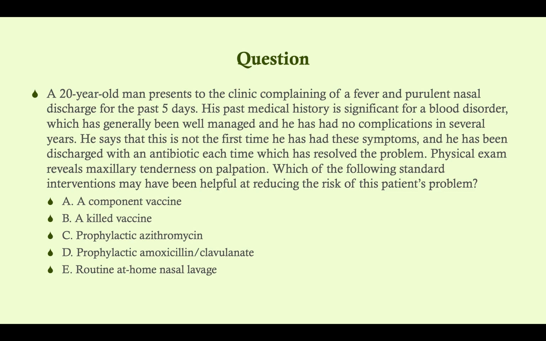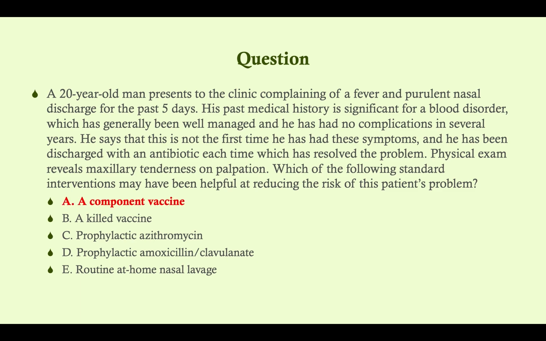He says that this is not the first time he's had these symptoms, and he's been discharged with an antibiotic each time, which has resolved the problem. Physical exam reveals maxillary tenderness on palpation. Which of the following standard interventions may have been helpful at reducing the risk of this patient's problem? A, a component vaccine, B, a killed vaccine, C, prophylactic azithromycin, D, prophylactic amoxicillin clavulanate, or E, routine at-home nasal lavage. All right, so I'll let you pause here, and we'll go straight on to the answer.